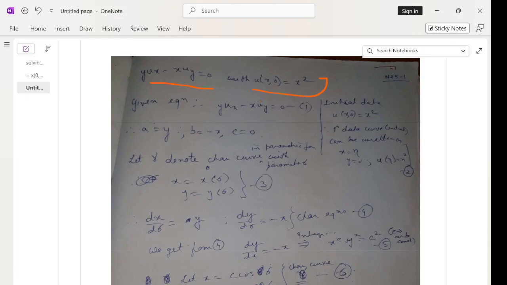The x-axis is the initial data curve, as you can see here, and on the x-axis, that is on the initial data, u is taking the functional form u(x) equal to x squared. Okay, so I am denoting the data curve by capital gamma, so I can put it as x equals eta, y equals 0, and u(eta) equals eta squared.